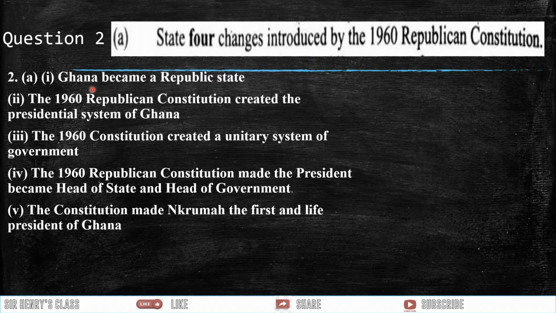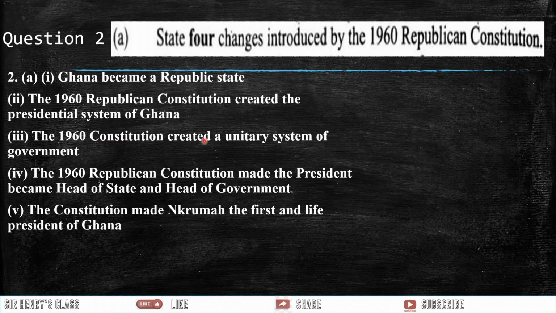So let's look at the changes or the features of this constitution. 1, Ghana became a republic state. When we say a republic state, a state that have the power to choose their own leaders through voting. 2, the 1960 Republican Constitution created a presidential system of government. This is where the president acts as the head of state and as the head of government. And also a system where the administration of the country is centralized at the central government.